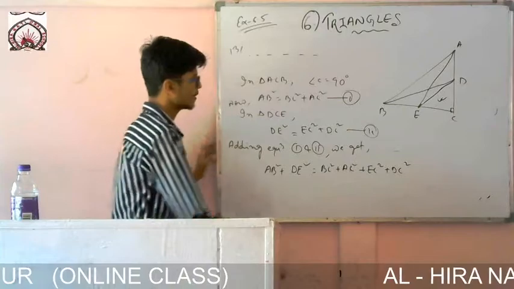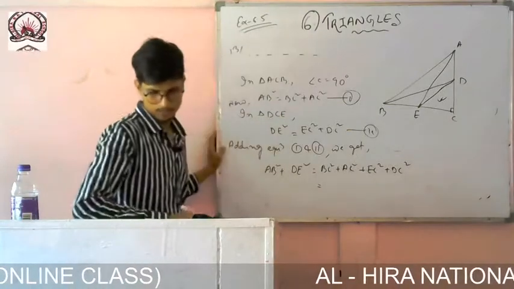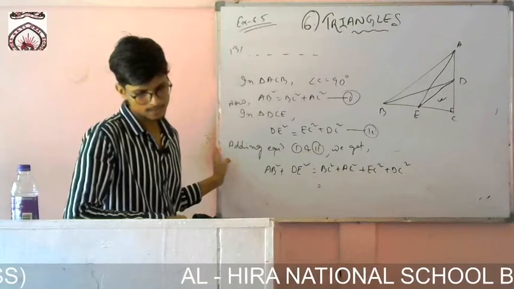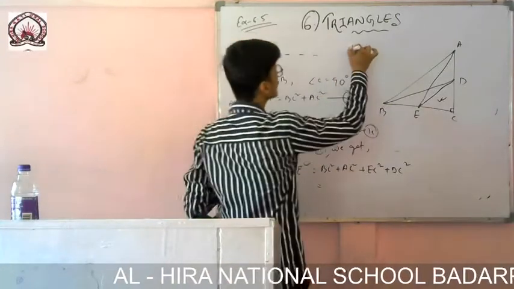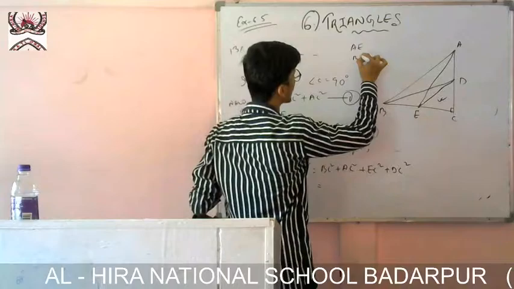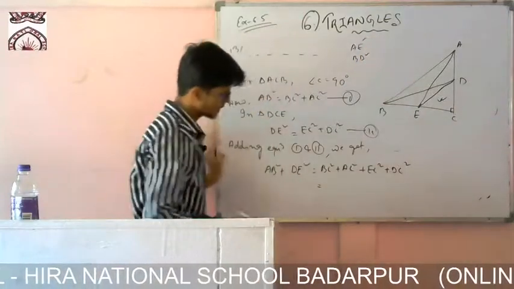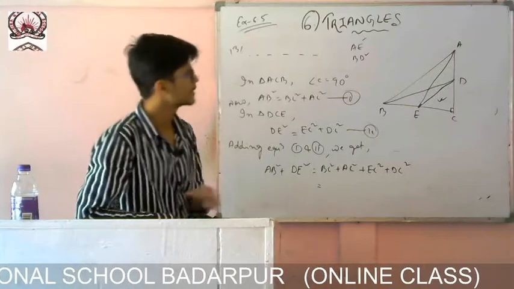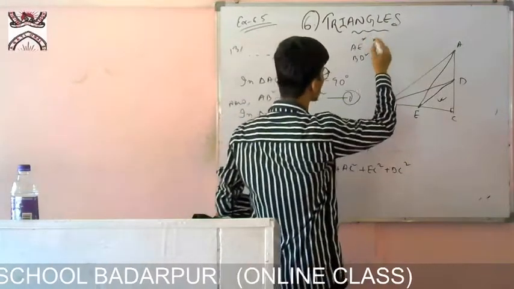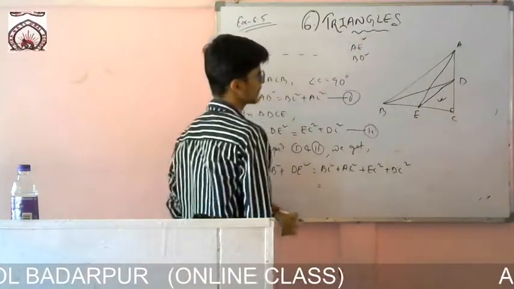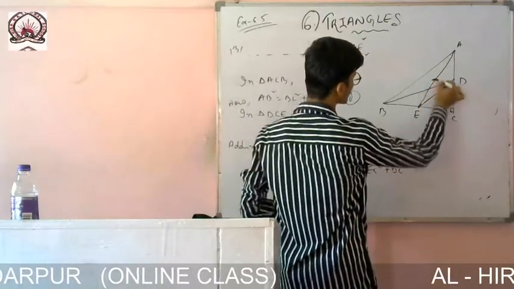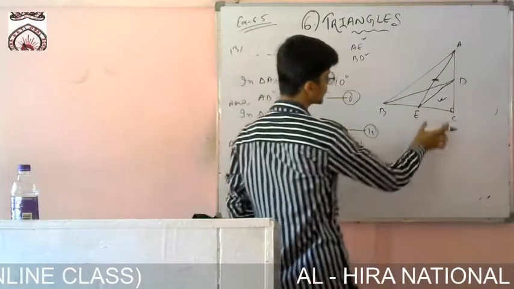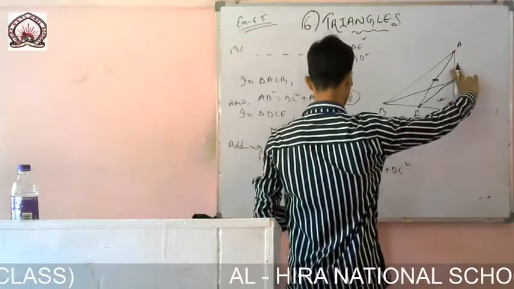Okay, so now what do I need? On the left I have AB square plus DE square. I need AE square plus BD square. I need which two sides? AE square and BD square, as in your question. AE, which one? This side. If I take this as a side, it is the hypotenuse, so it will be EC square plus AC square.